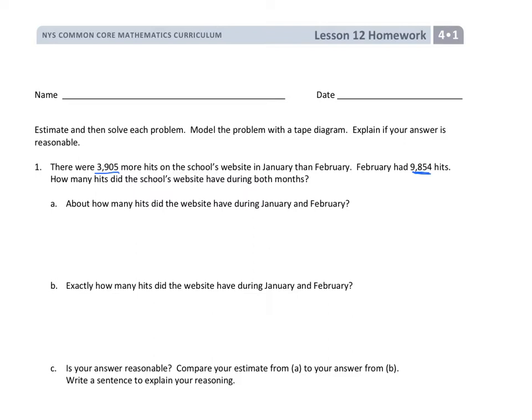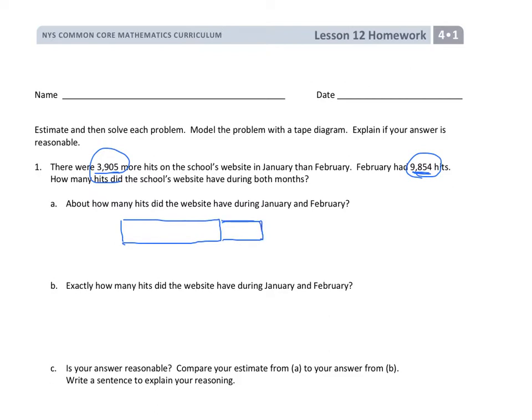So the first thing that you'd want to do is figure out the tape diagram. The tape diagram is the number represented with each number. So I have this large number, 9,854, and then this number, 3,905. So the tape diagram is going to be representative of the number. So if 9,000 is this big, then 3,000 is about a third of that. So I would want to draw it about a third of the size.